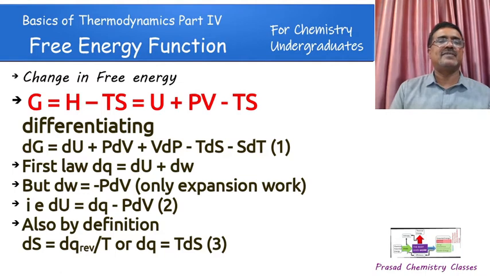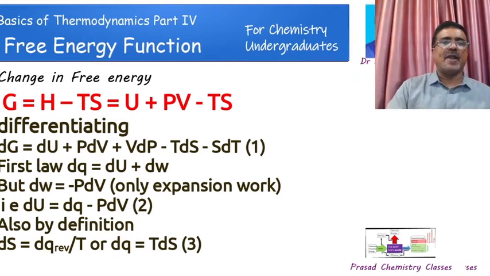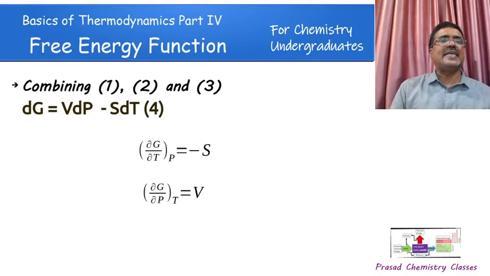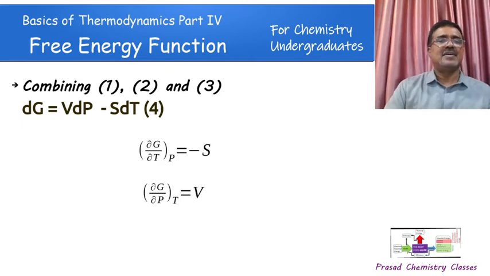We can use it here. And also dS is equal to dq reversible by T, so we can write dq equals TdS. And we can combine 2 and 3 with 1. Equation number 1. What do you get? dG equals VdP minus SdT. That is the expression which will give us change in free energy, and we can integrate that expression to obtain a measurable change in free energy.